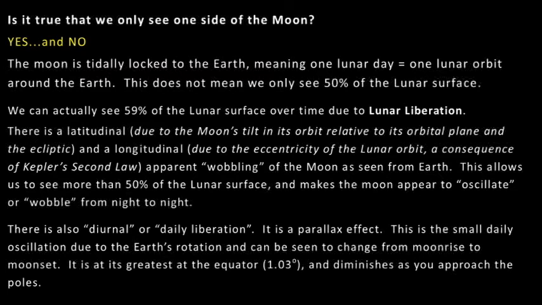All right, there's also diurnal or daily libration. It's a parallax effect. This is a small daily oscillation due to the Earth's rotation. It can be seen to change from moonrise to moonset. It's greatest at the equator at about 1.03 degrees and diminishes as you approach the poles, which is exactly what you'd expect to see on a globe, if the Earth is a globe, all right?